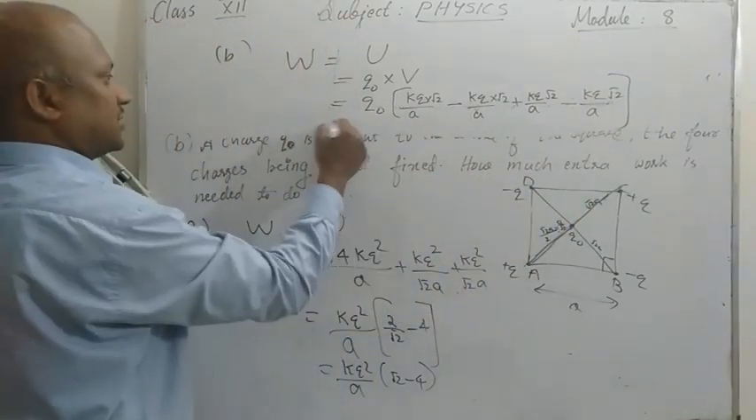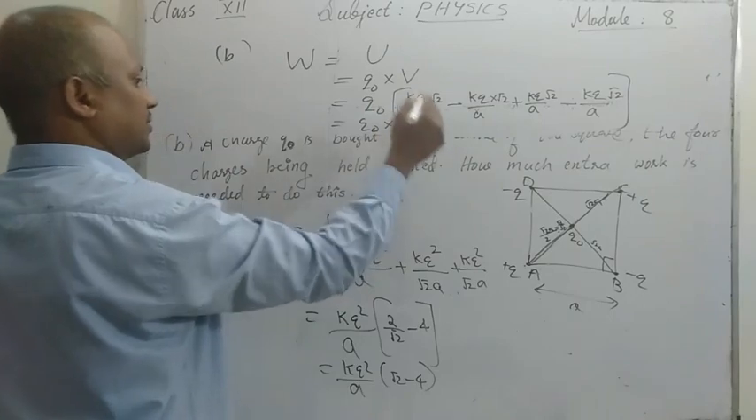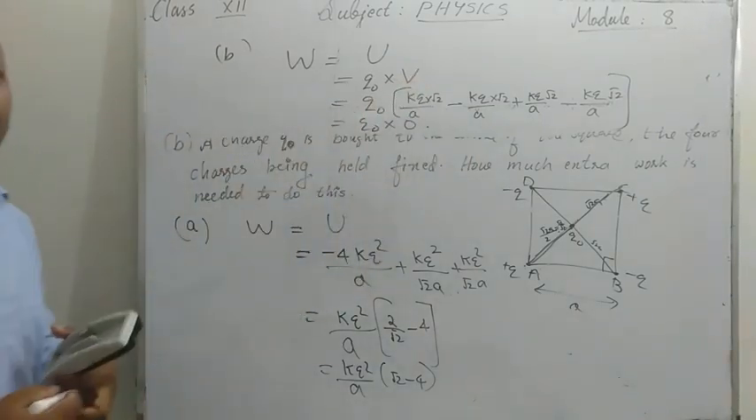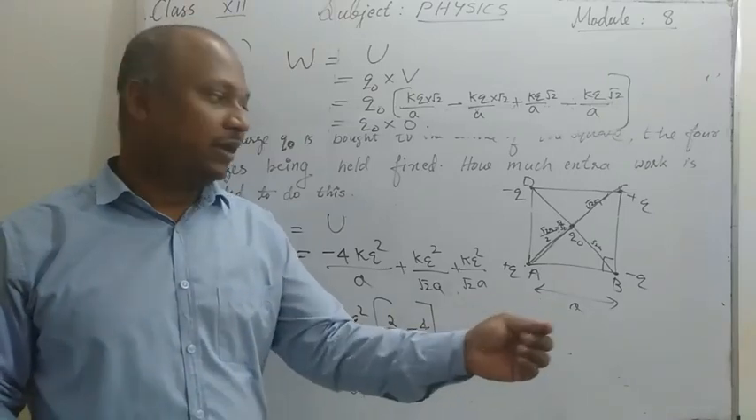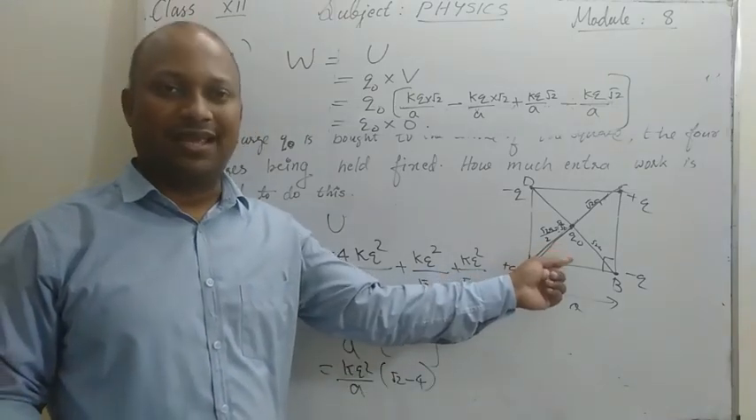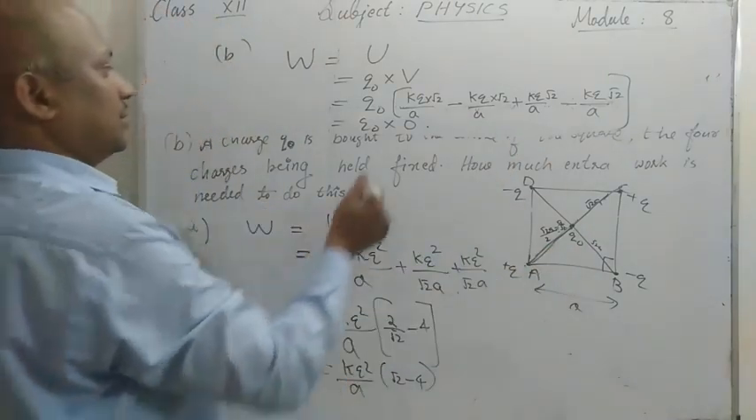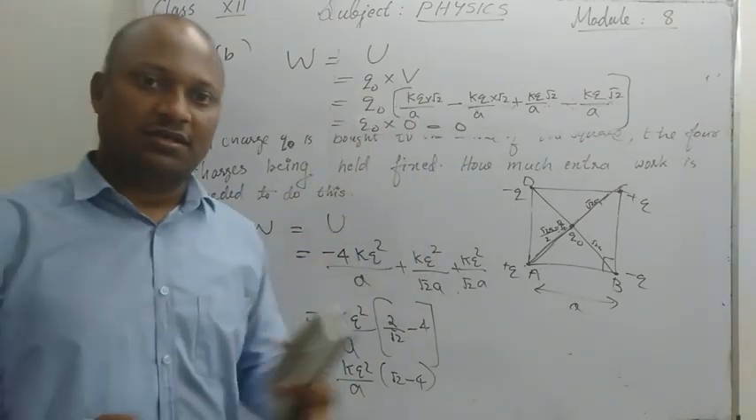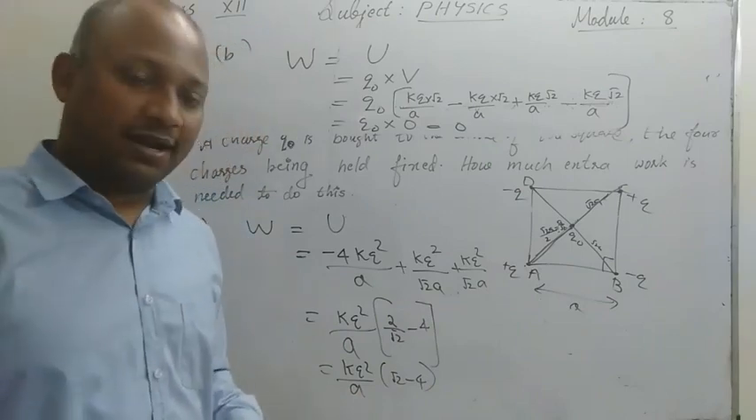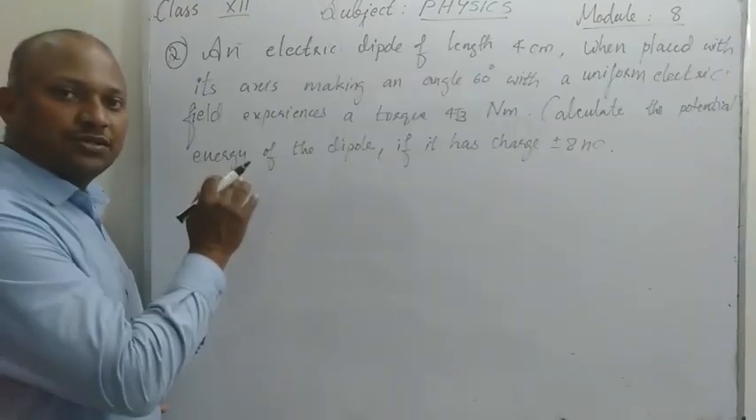So the final answer is q naught into 0, because potential at the center is 0 here. So the extra work done to bring q naught is 0. So there is no need to do any work to bring a charge to the center of this square ABCD here. So this is question number 2.